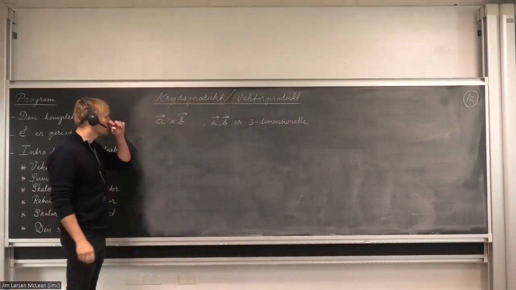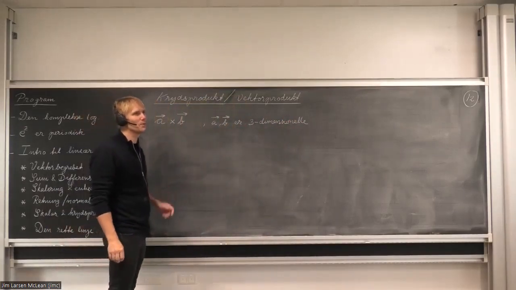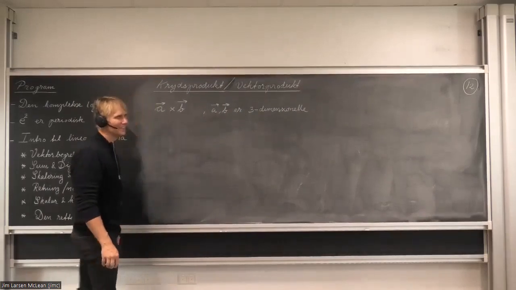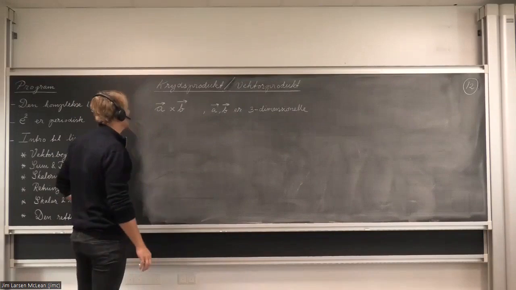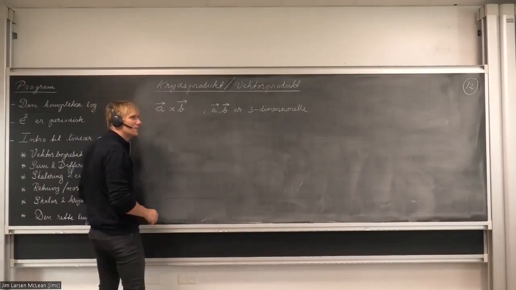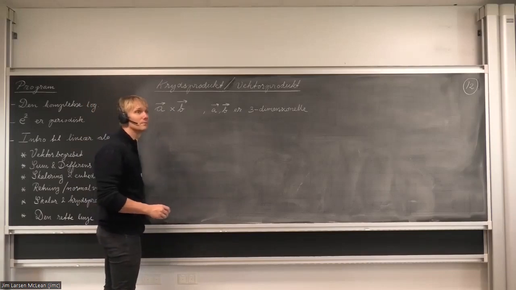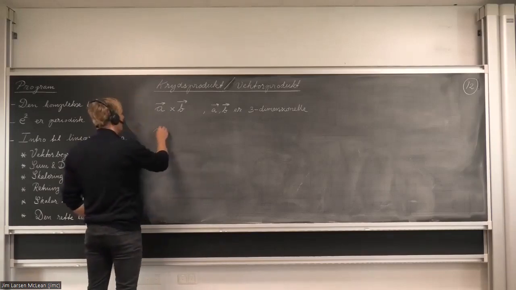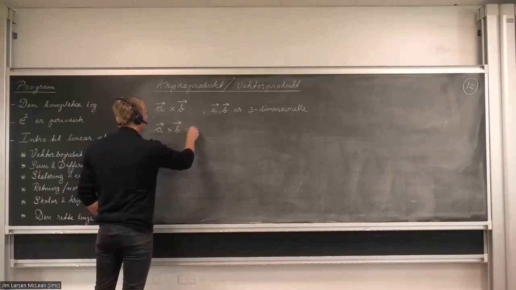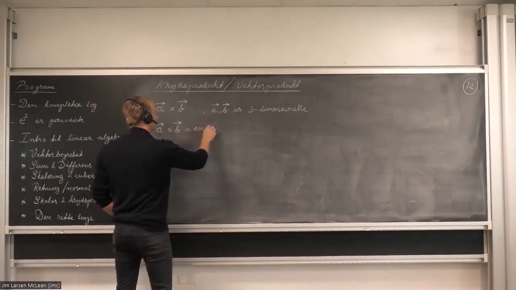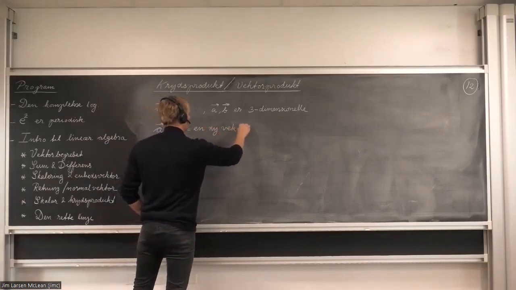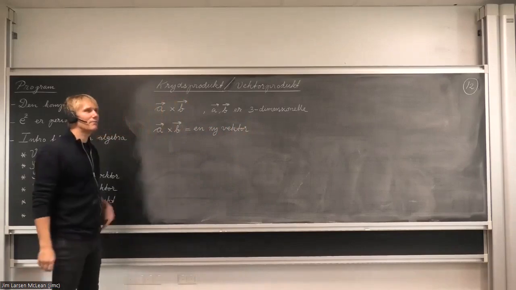You can create something akin to a cross product in 2 dimensions, which is called the determinant. But it's not exactly a cross product. It's related to that. So what is A cross B? It's a vector. When you cross A with B, you get a new vector. And the new vector is neither equal to A nor B.